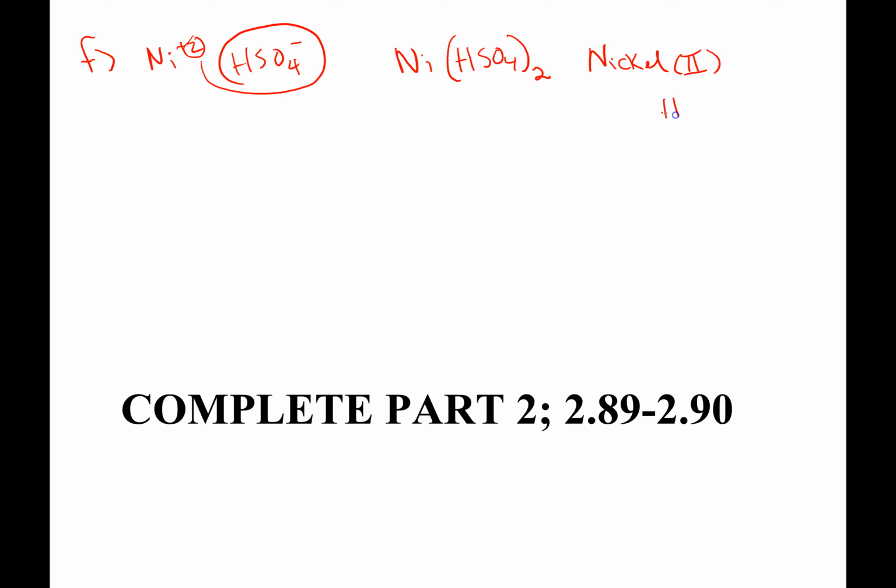Okay, so let's do one on the last page. Let's pick on I. Okay, so for I, we're given the name lead 4 and nitrite. So we need to write the component ions first. So what does the lead 4 look like? That is a Pb. Uh-huh.